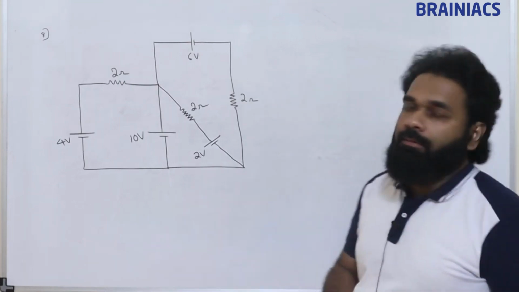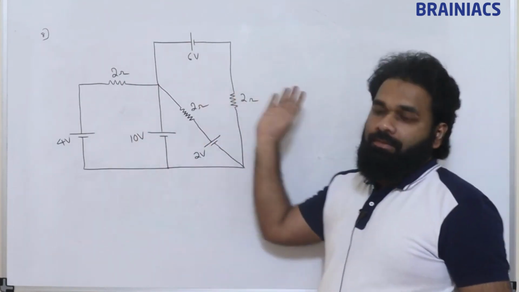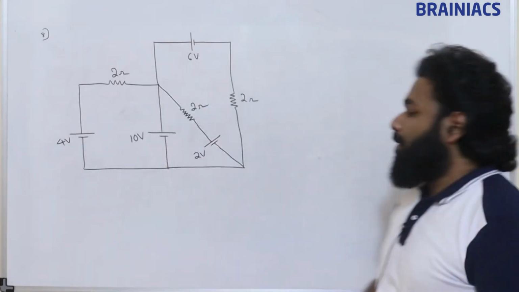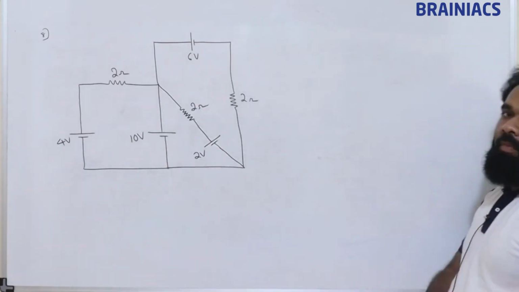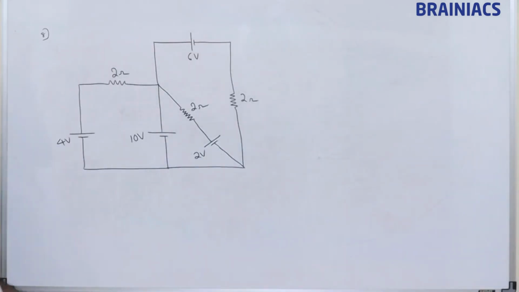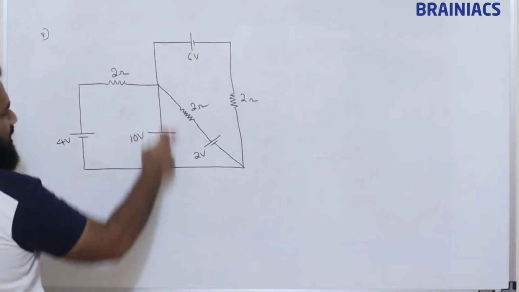How to do this one? Find all the branch currents. Pause the screen and find all the branch currents. Okay, clear? Got enough practice. Understood now? So there is no resistance in this branch.